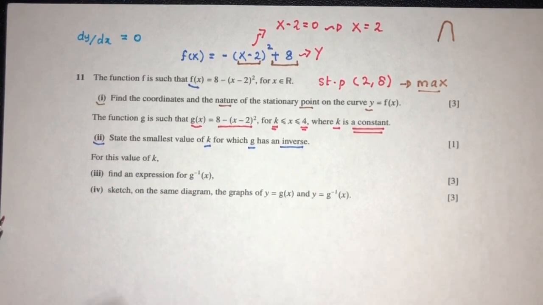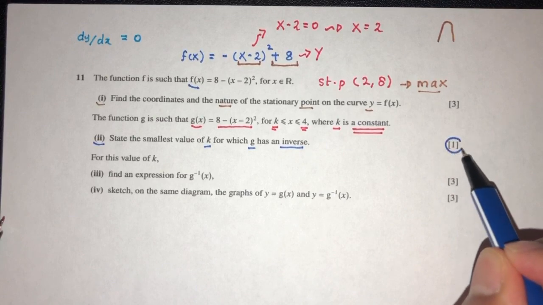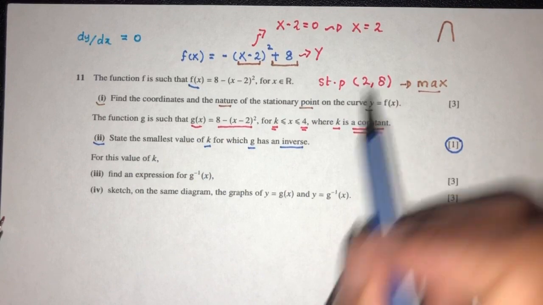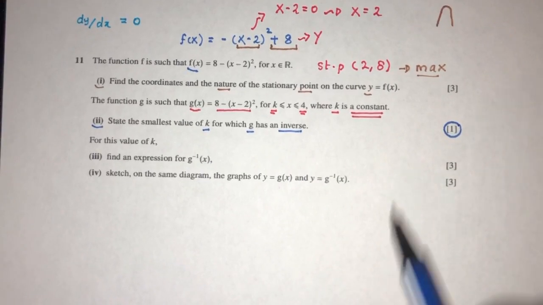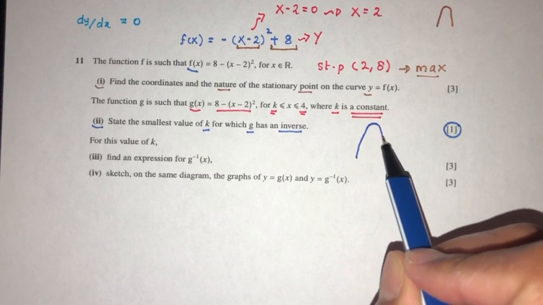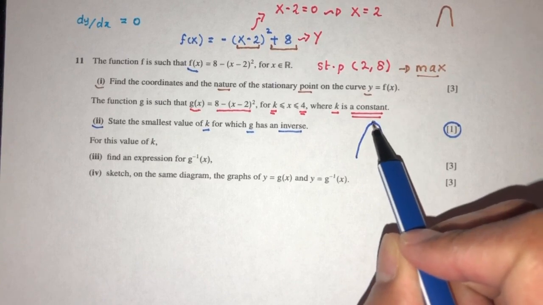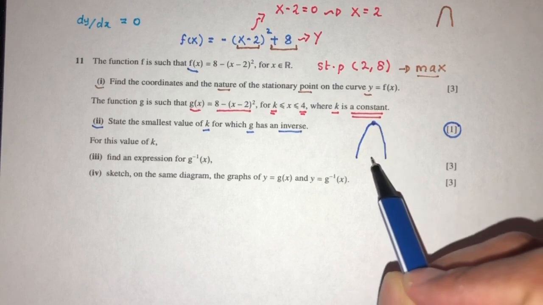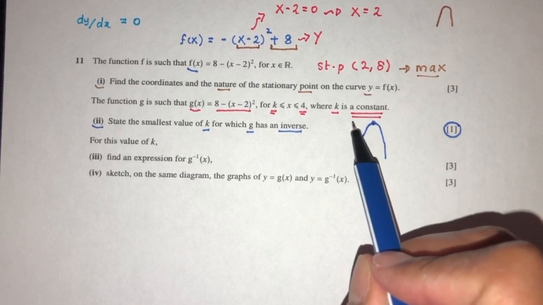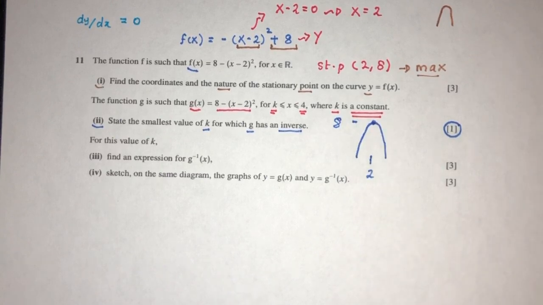So pretty easy. As you can see, there's only one mark. Whenever you have to find the smallest value of x, we have to look at the stationary point. Usually the shape of the graph is like this, right? Now this is your point. Your x value is 2, right? Because you can see the point is (2, 8), so x is 2 here, and the y value is 8.